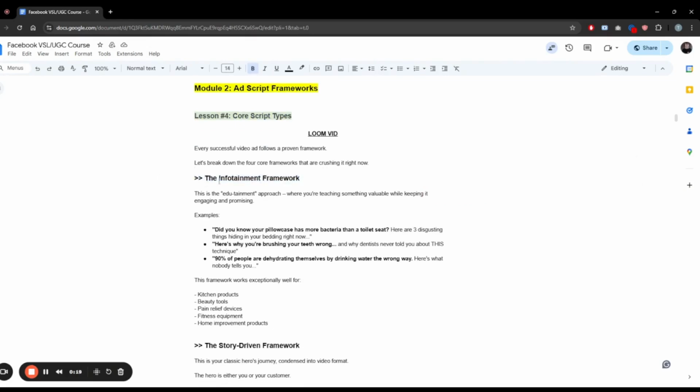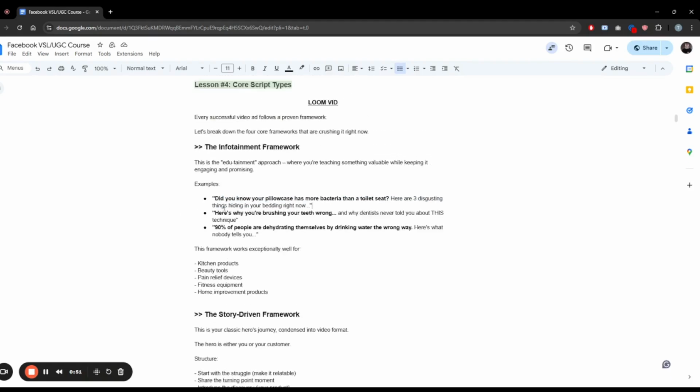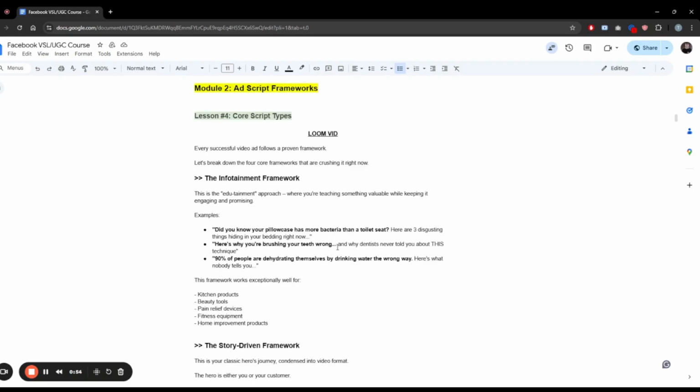So you can have the infotainment framework. This is the educational entertainment approach, when you're teaching something valuable while keeping it engaging and promising. So for example, you can say, did you know your pillowcase has more bacteria than a toilet seat? Here are 3 disgusting things hiding in your bedding right now. And then you either sell, most of the time, this angle works for new bed sheets that are antibacterial or some cleaning solution.